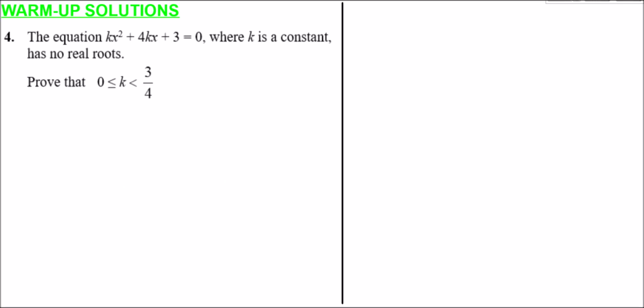Lastly, for this warm-up, we've got here a quadratic involving k. K is a constant, and we're told this has got no real roots. So we need to prove, therefore, that k is greater than or equal to 0, but less than 3/4. So the clue here is that this quadratic has no real roots. And so what we need to realise from this is, if it's got no real roots, then this tells us that the discriminant must be less than 0.